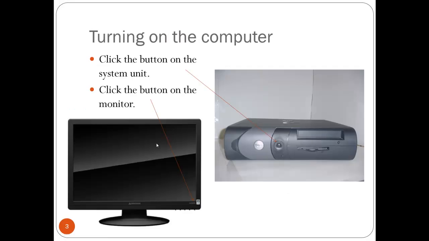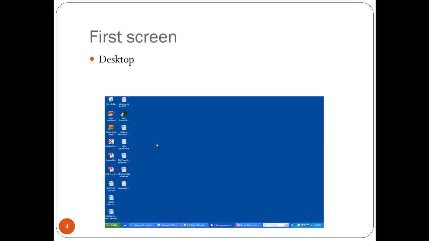When you turn on the computer, there's a button on the system unit. You'll press that button and it'll start up the computer. Also, you would need to turn on the monitor, and usually there's a button at the bottom right of the monitor. And you'll get the first screen, otherwise known as the desktop.